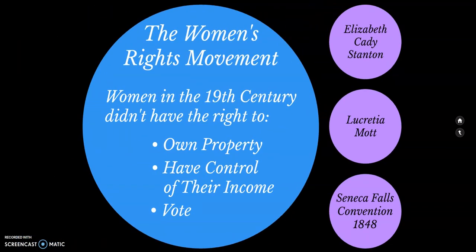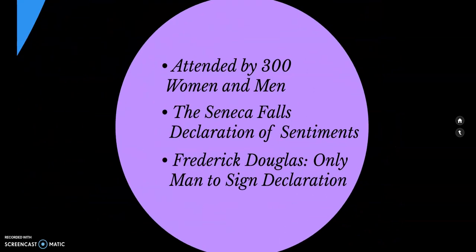The Seneca Falls Convention. The Seneca Falls Convention occurred on July 19th and 20th of 1848. It was attended by 300 women and men, and from it the Seneca Falls Declaration of Sentiments was drafted. This declaration states that women are equal to men. Of all of the men present at the convention, Frederick Douglass was the only man to sign the declaration.